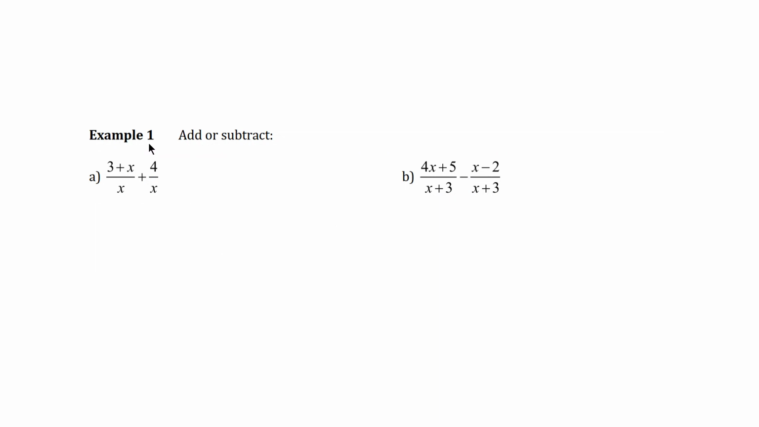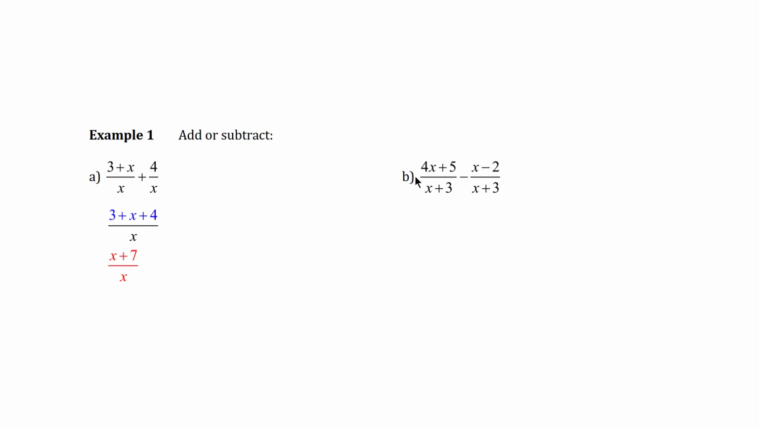For example number 1, add or subtract. For part A, we have 3 plus x divided by x plus 4 divided by x. To add together these two rational expressions, we just add together the numerators and put it over the common denominator. We get 3 plus x plus 4 over x. Combining like terms on the numerator, we get 3 plus 4 is 7. The final result is x plus 7 divided by x.